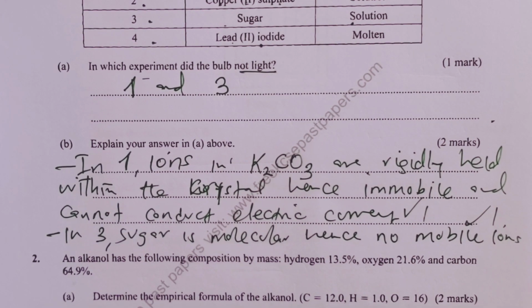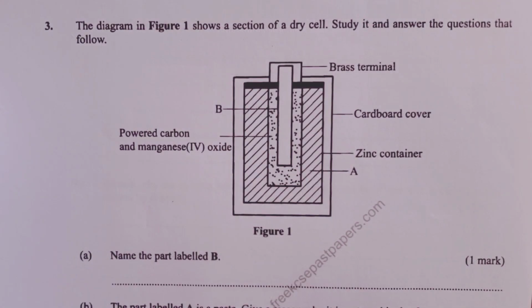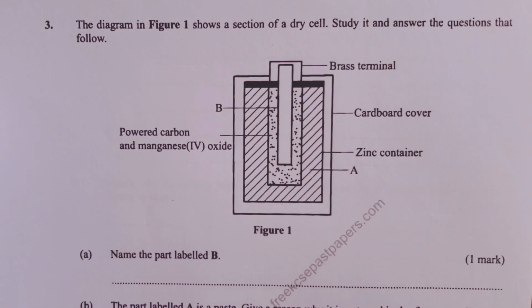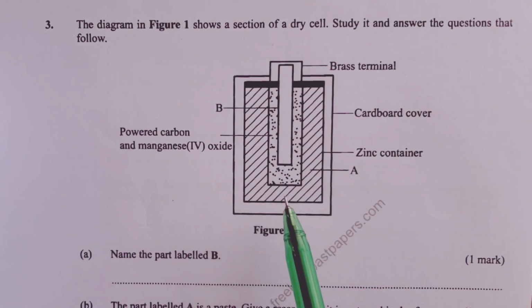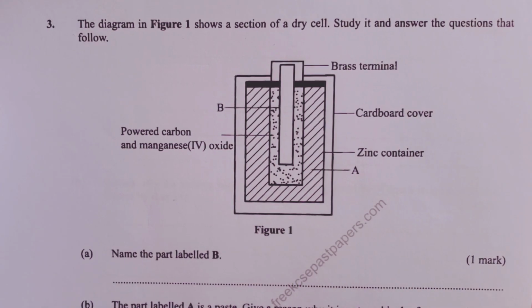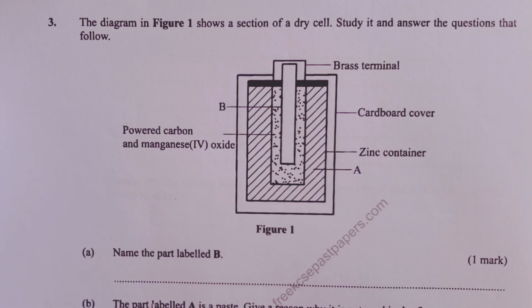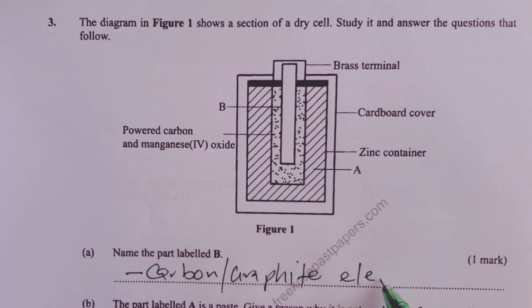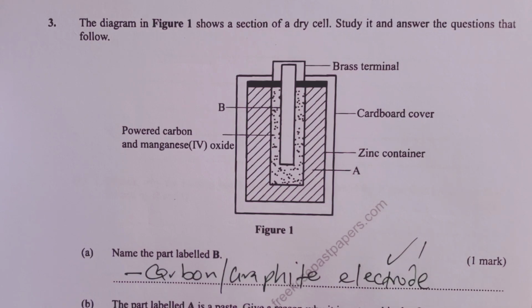Let's proceed now. We are crossing over to 2017, and let's have a look at question number 3. Question 3 for 2017, Chem Paper 1, tested the dry cell. I believe our candidates have an idea of how it works. So we are told to start by naming part B. Part B is what we call carbon, or we can use graphite instead, and it is an electrode for 1 mark. Then second question, part labeled A here is a paste.